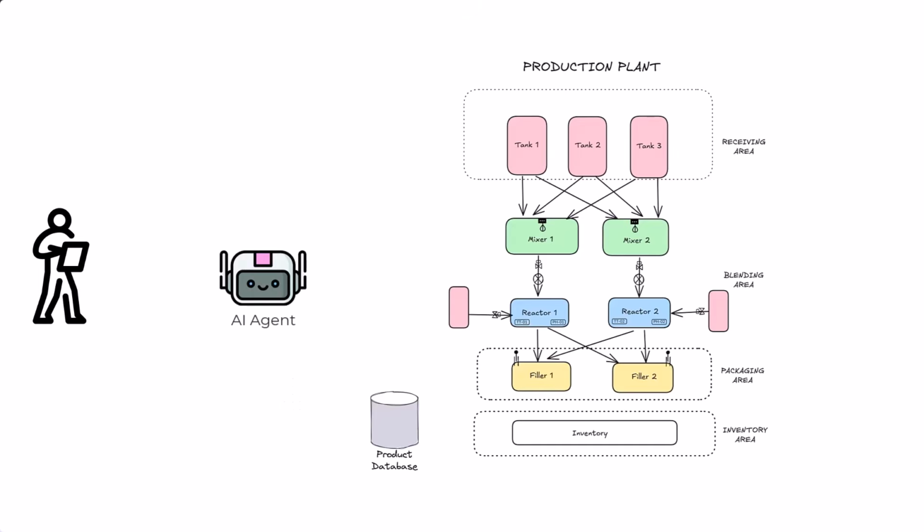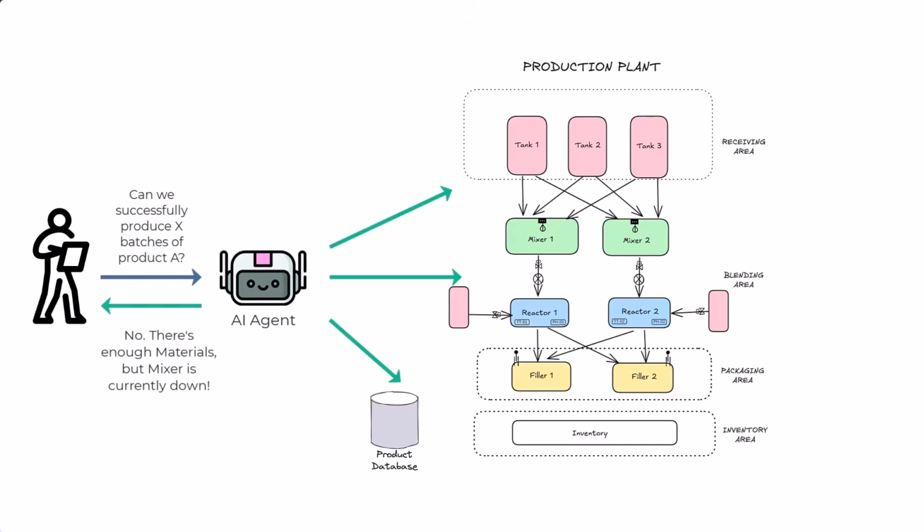We will build an AI agent that lets us ask in plain English, do we have enough resources for X batches of product A. The agent will then connect to our factory's data systems, gather all the necessary information, provide a clear go, no go decision, and then explain why it reached that conclusion.